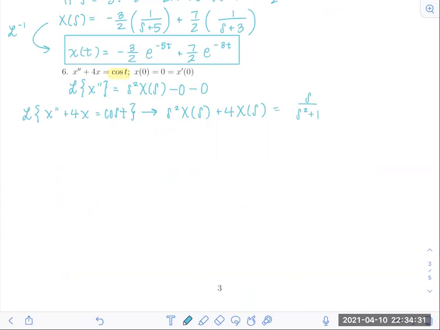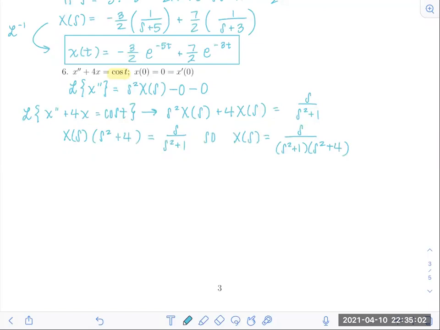Okay, so here again, we just want to divide through once we've factored out an X(s). So that leaves me with a factor of s squared plus 4. So I conclude that X(s) is s over (s squared plus 1) times (s squared plus 4). All right, so now I would like to compute the inverse transform.